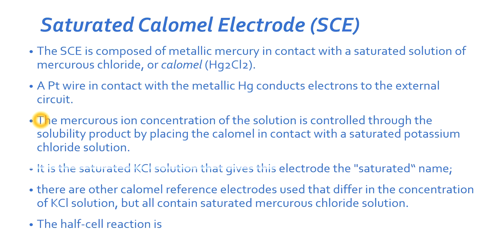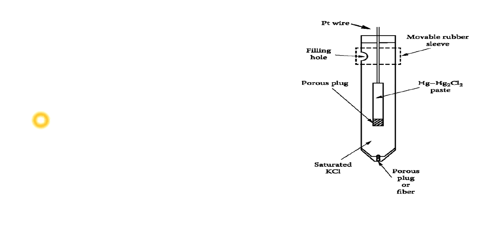The half cell for the calomel electrode is written here. You can see it's mercurous chloride gaining two electrons to give two chloride ions. The net potential is 0.26 volt. Here is the figure of the calomel electrode.